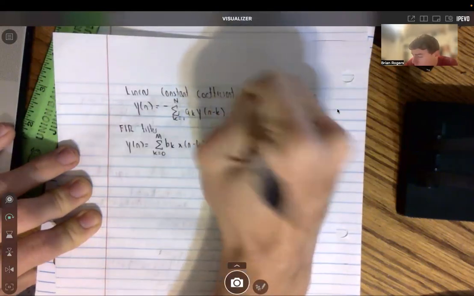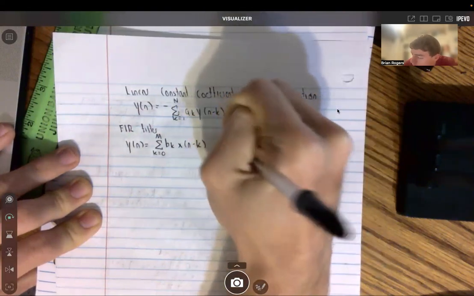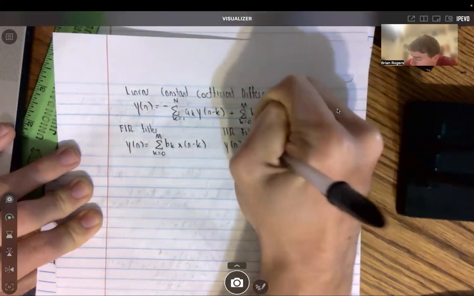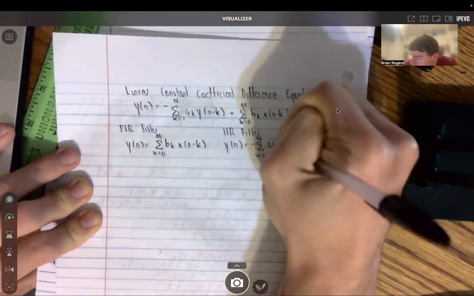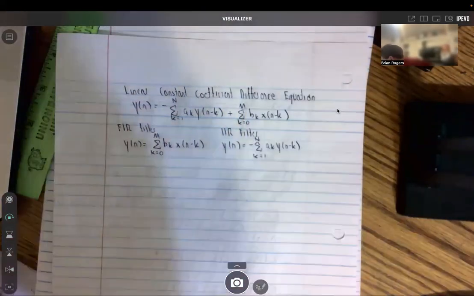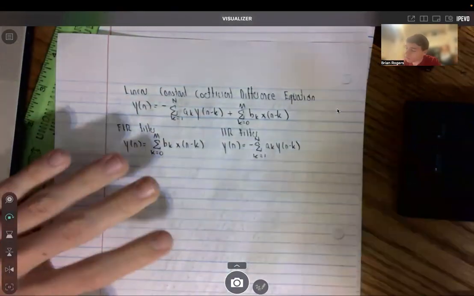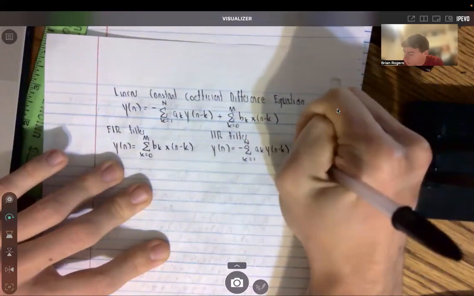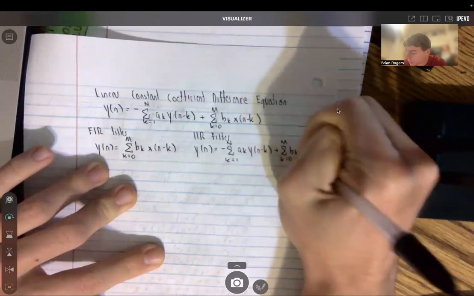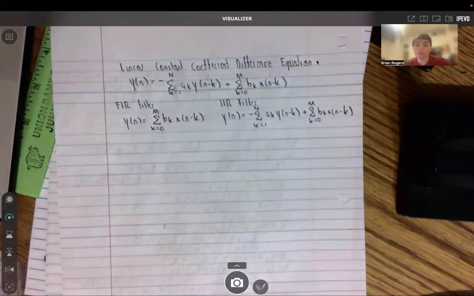But when it's recursive on your inputs and outputs, you're going to notice that your y of n is going to have both these terms, k equals 1, and then it's going to be recursive based on your y of n, and also based on your x of n. And so that's pretty much it. That's the whole summary we have here. Hopefully that helps and gives you a good understanding behind the types of filters.